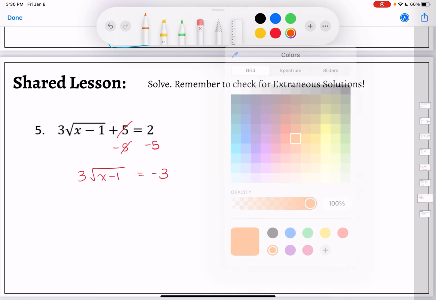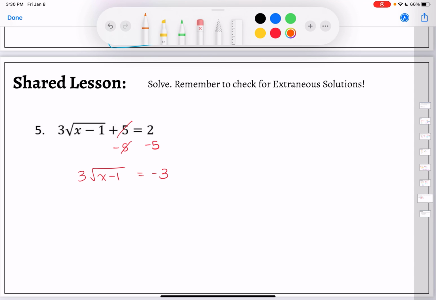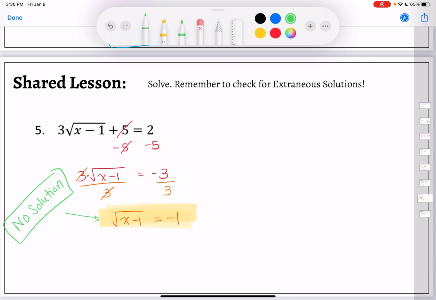Well, maybe you're noticing a negative, but don't say anything yet. We got to get rid of this 3 in the front of the radical, right? The radical is not by itself yet. This is 3 times radical x minus 1. So in order to get rid of this 3, because it's 3 times radical x minus 1, I would want to divide both sides by 3. So I will have the square root of x minus 1 equals negative 1. Oh, whoa. Hopefully some warning bells are going off in your head. Boom, right here. If you caught that, this should be a no solution, right? A square root can never equal a negative number.